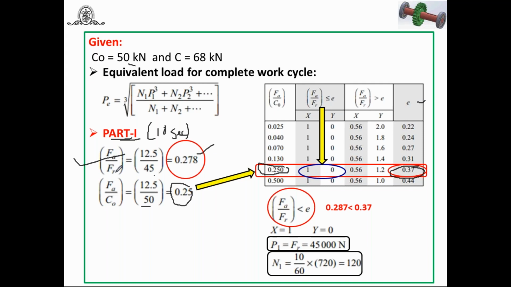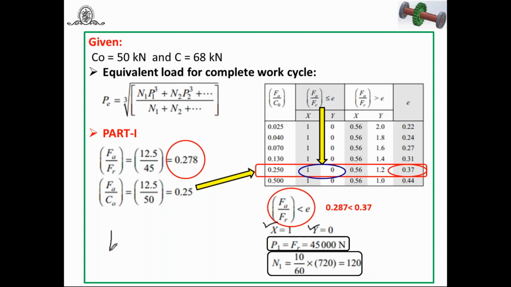But we have to check whether Fa by Fr is greater than e or less than e. Look at this: 0.37 is greater than the calculated Fa by Fr. So you can say Fa by Fr, which is 0.287, is less than e. That's why I am going to select this column, Fa by Fr less than e. In this column we come to where Fa by C0 is equal to 0.25. You can select this as X, and Y is equal to 0. Now you have X and Y: X is equal to 1, Y is equal to 0.